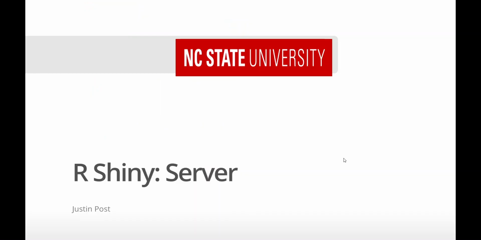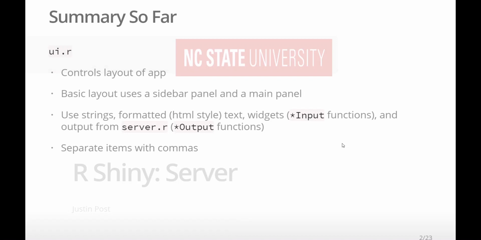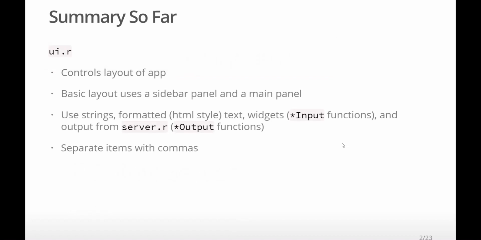All right, so we are ready to now talk about the second file in our Shiny apps, and that's the server file. So what we know so far, we have that UI file, which stands for user interface, and that just controls how the app shows up to the user. We are using a built-in layout, sidebar layout, so we have a sidebar panel and a main panel, and of course we can add a title as well if we want. Later we'll look at how to do even more generic layouts for our UI.